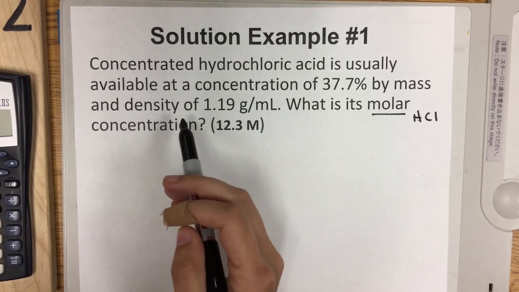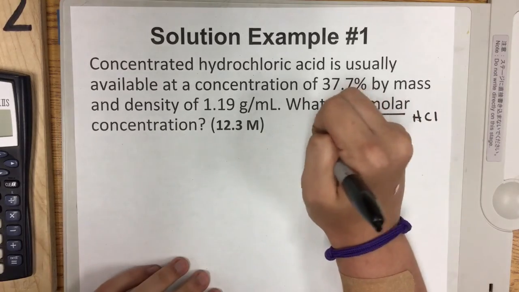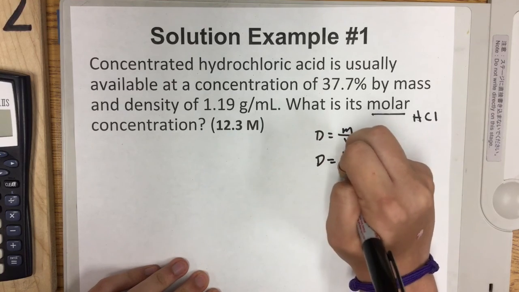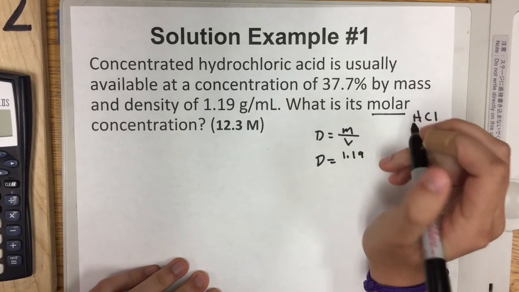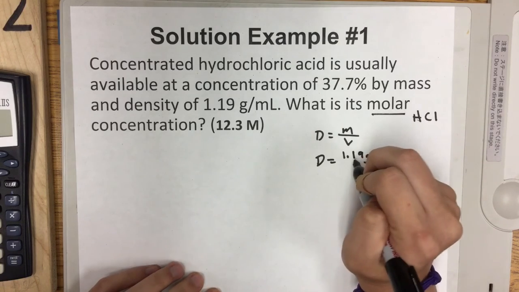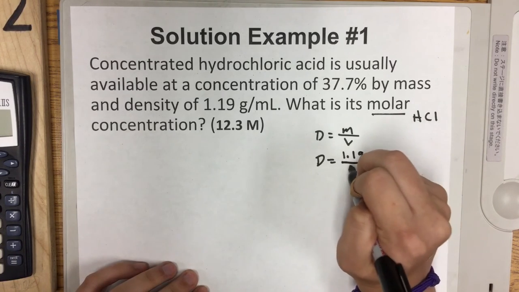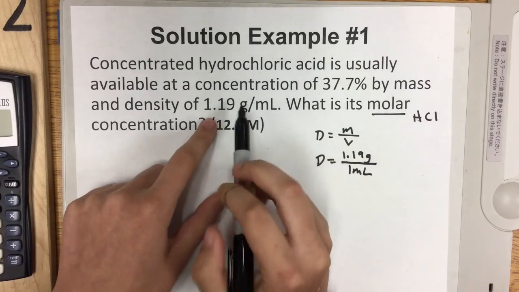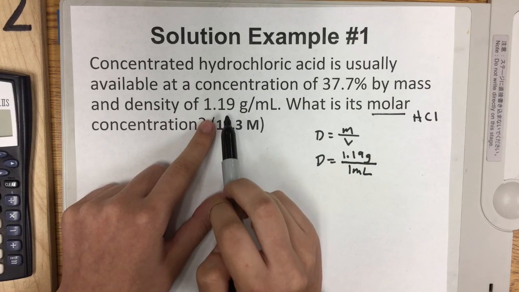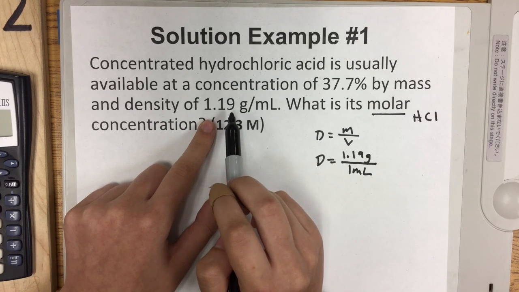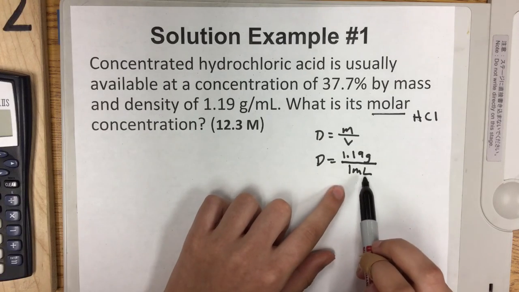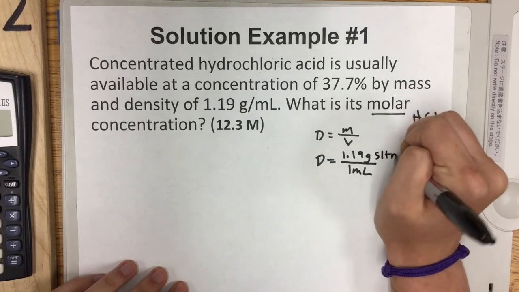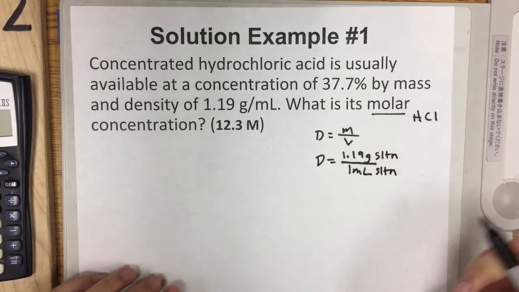We're first given the density of this acid. So density is mass over volume. So our density is 1.19 grams over 1 milliliter. This basically says that for every 1.19 grams of the hydrochloric acid there is 1 milliliter. And so we know this is of solution, the solution of hydrochloric acid.